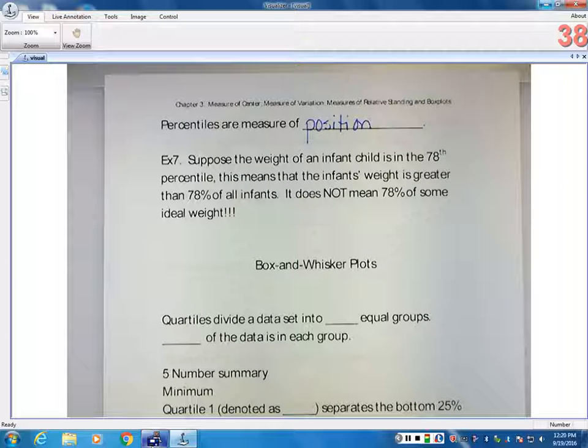If you're at the 50th percentile, you're dead center. Half the people that took the test scored worse than you, half of them scored better than you. It's just a measure of position, of relative standing, basically.